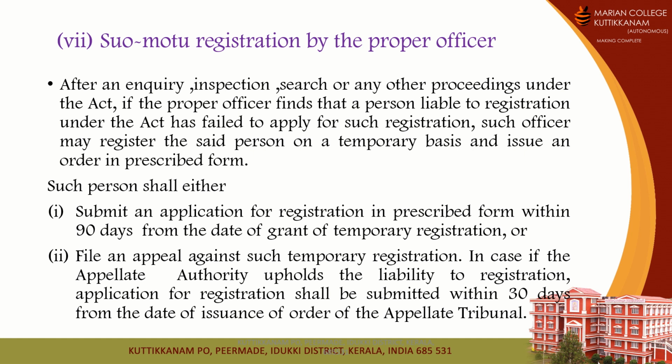He may grant a temporary registration. After granting this temporary registration, that particular registered person who was liable to get registered can either submit an application within 90 days of this temporary registration, or he can make an appeal against such temporary registration. The appeal is received by the appellate authority, and if the appellate authority feels that he is a person who has the liability for registration, then they may issue an order. Within 30 days of the issuance of the order, this particular person needs to make an application for registration.